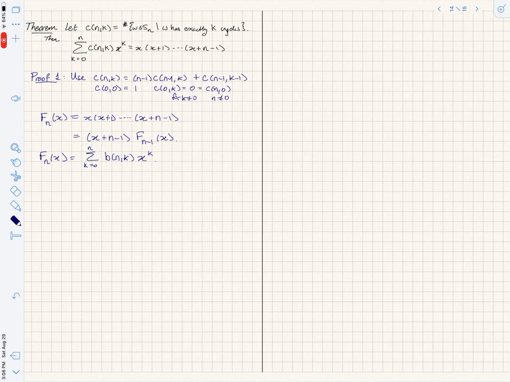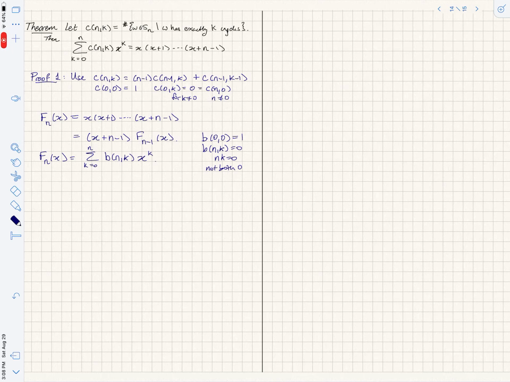Well, the initial conditions are pretty easy to do. Just based on this formula, we know that if we take b(0,0), we get the empty product, which is 1. And if we take b(n,k) with n times k equals 0, not both 0, then we get 0. So it has the same initial conditions, so now we need to show it has the same recurrence relation, and we're going to use this recurrence relationship to do that.